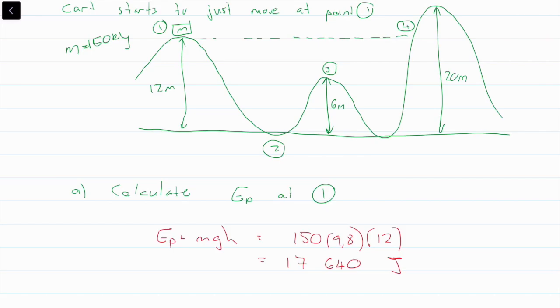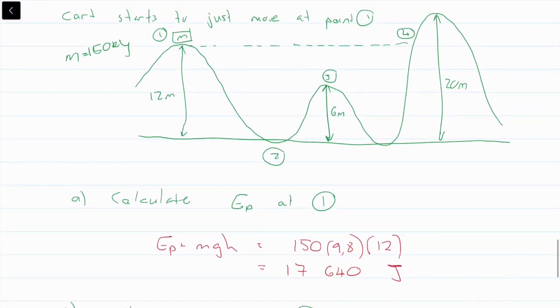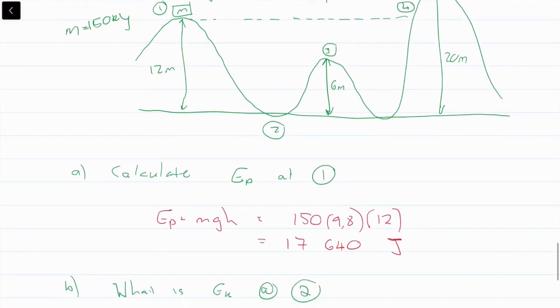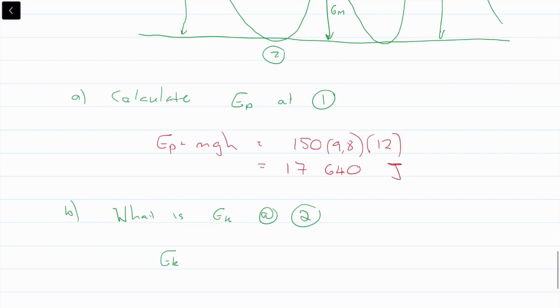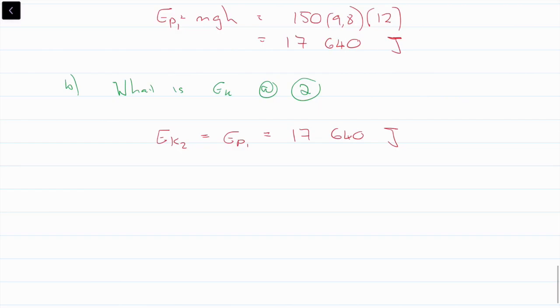Okay, so what is the kinetic energy when it reaches point 2? So let's say for question B, what is EK at point 2? We know we can do the whole conservation of mechanical energy, but we know that it's lost all of its potential energy here. So EK at 2 is equal to EP at 1. You can go prove that to yourself if you want, and we can say it's 17,640 joules.